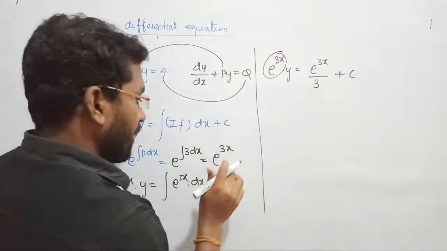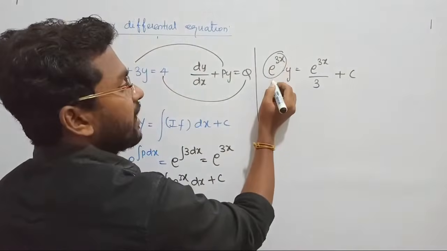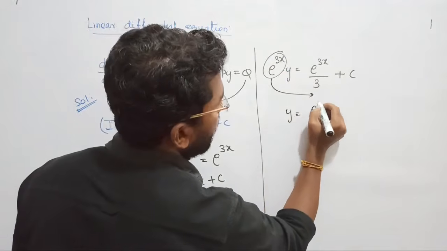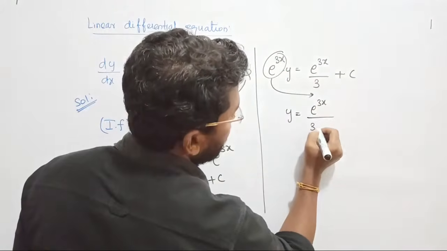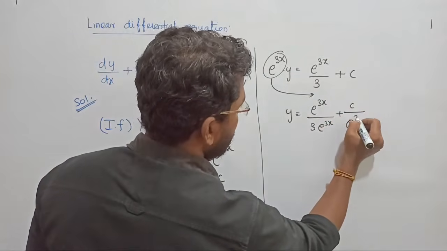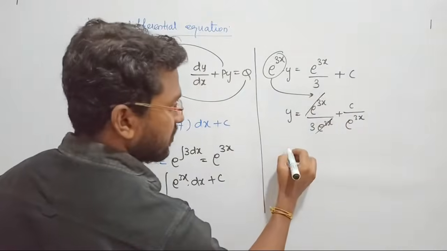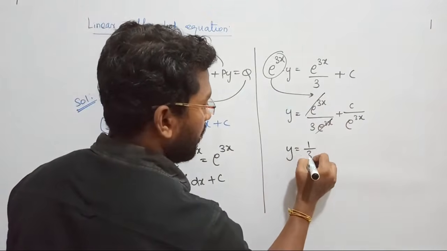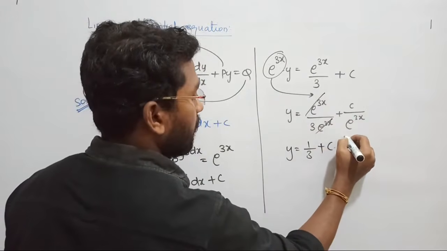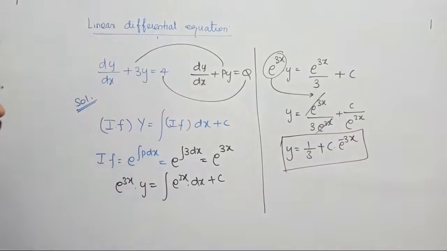Final step: after you finish the integration on the right side, the last step is to pass this integral factor to the right side such that y is equal to e power 3x upon 3 into e power 3x plus c upon e power 3x, such that these two are getting cancelled out. So the answer is going to be y is equal to 1 upon 3 plus, taking e power 3x upstairs, it will become c into e power minus 3x. Okay, that is the equation that we are getting here.